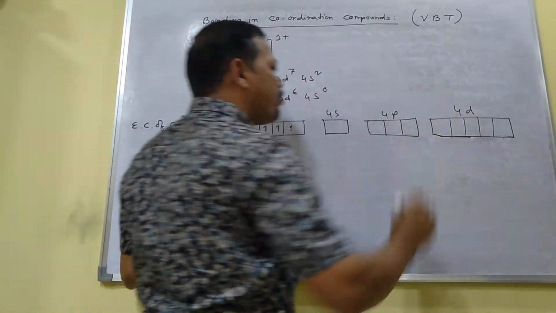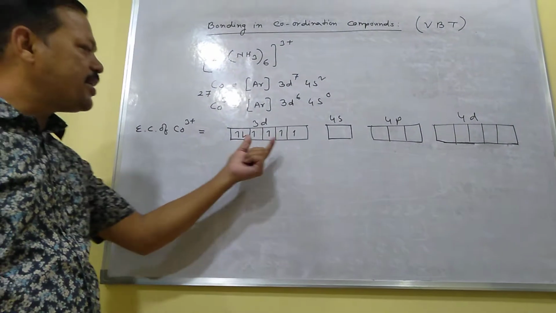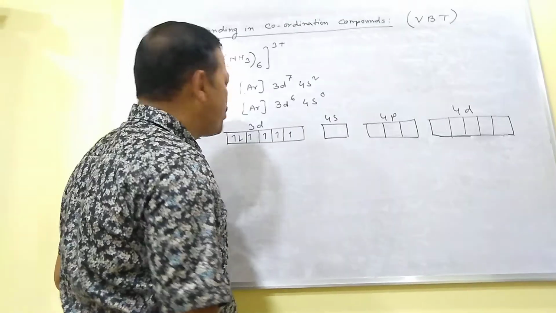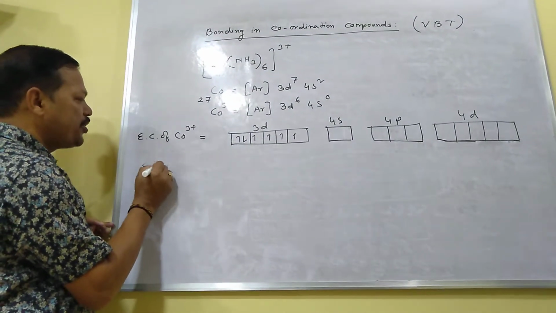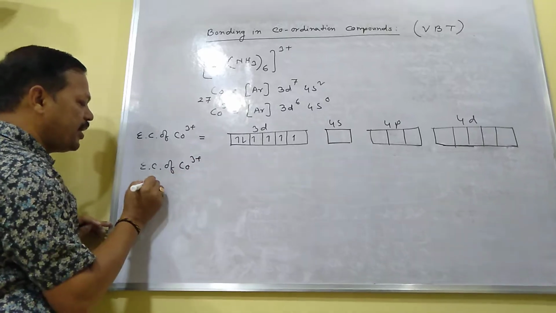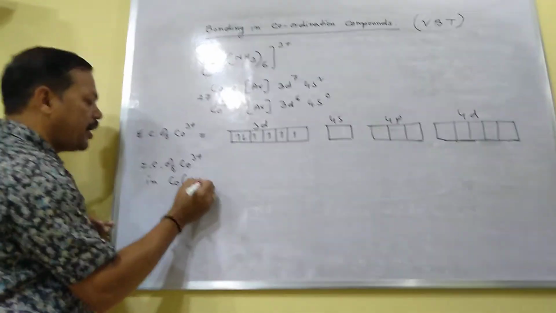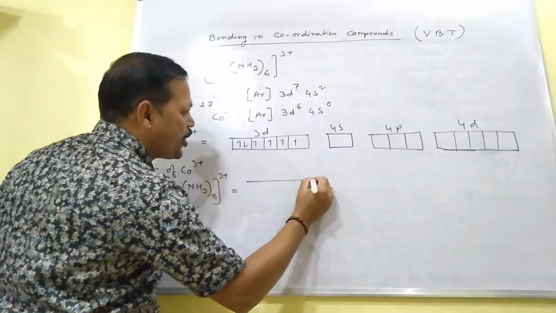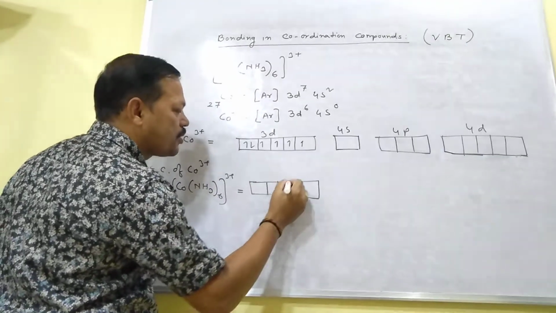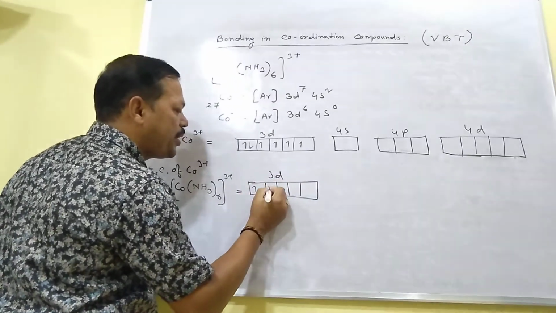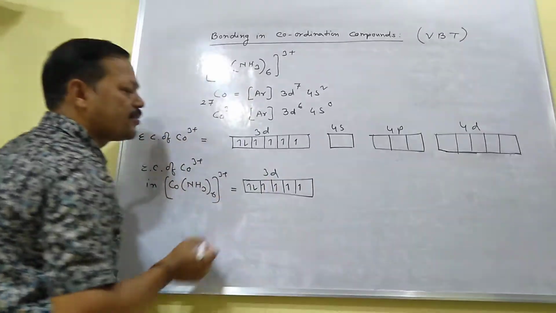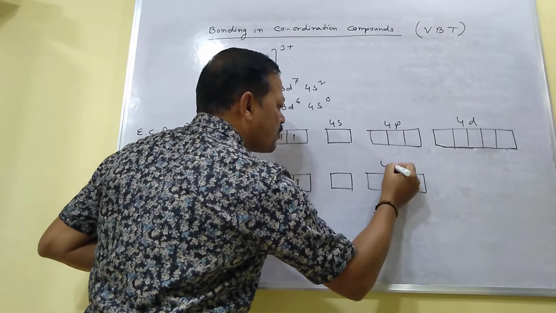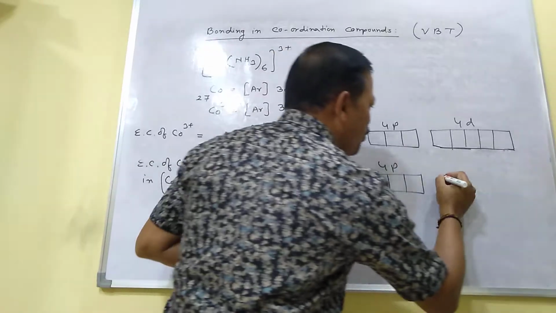This is the 4d orbital of cobalt 3+. Since there is no vacant orbital in 3d, that's why you consider the 4d orbital. Otherwise you don't get the 6 vacant orbitals. So now the electronic configuration of cobalt 3+ in the complex hexaamine cobalt 3: 3d will remain the same because the ligand is weak, that's why they do not undergo pairing. 1 2 3 4 5 6, 4s is vacant, 4p is vacant, 4d is also vacant.